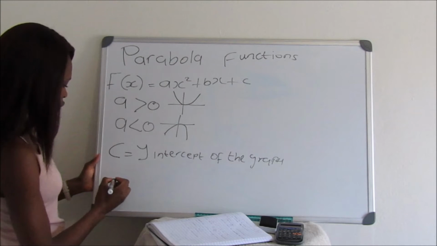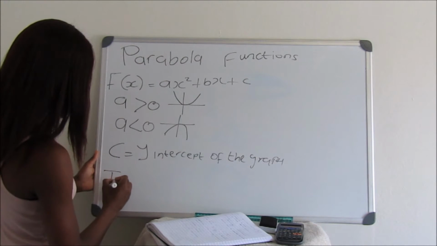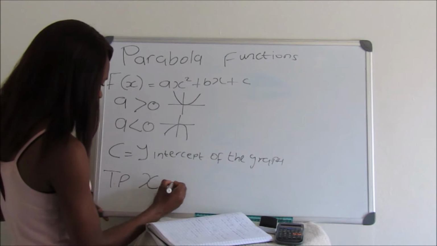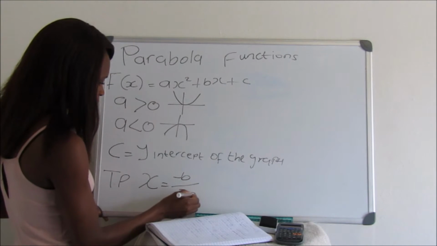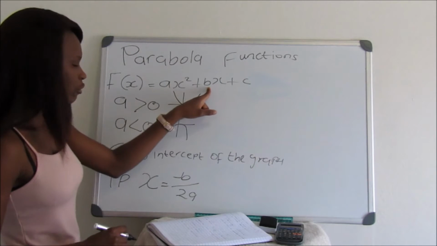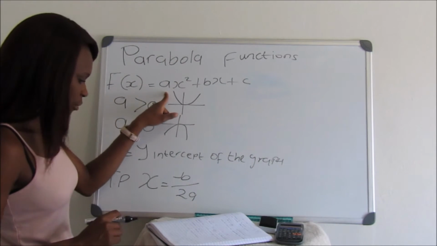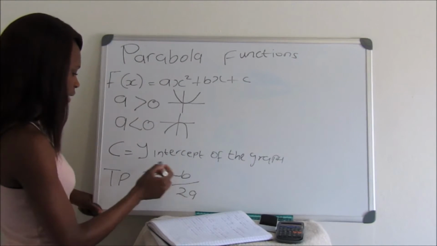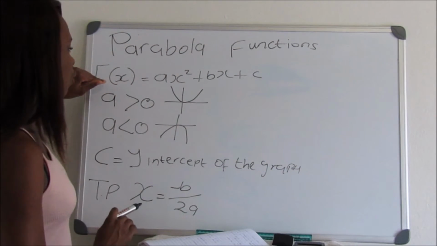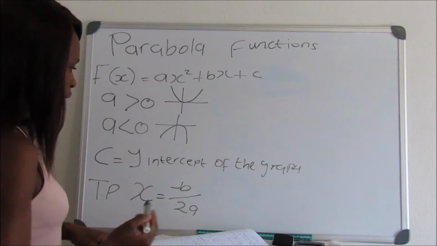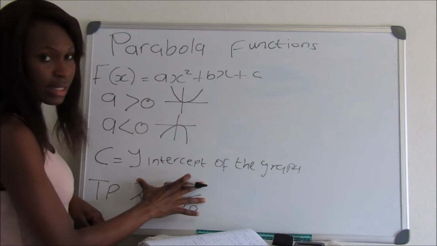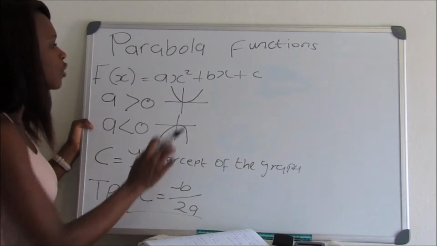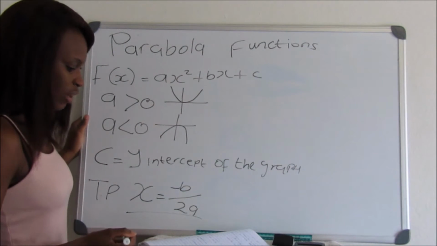Another thing that you must always take into consideration is the turning point, TP. The x coordinate of the turning point is found by x equals negative b divided by 2a, where b and a are from the equation. After finding the x coordinate of the turning point, you substitute it into the original equation of f(x) to get the y coordinate of the turning point.